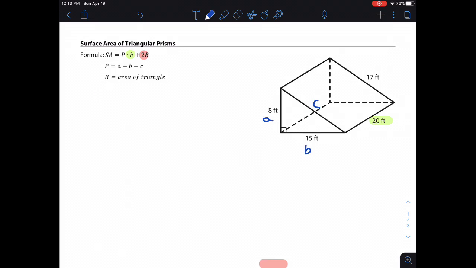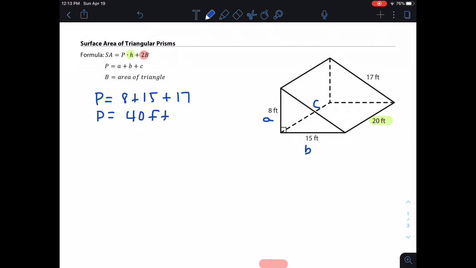So P is a plus b plus c, or 8 plus 15. Oh, the c is not in the front triangle. You'll notice, though, that there's that number 17 feet back there on the back side. That's the same as the c on the front side, so we're going to have 17 for our third side. 8 plus 15 is 23, and 23 plus 17 is 40. So the perimeter is 40 feet. And we don't need to put a squared on that because it's just a length, right?